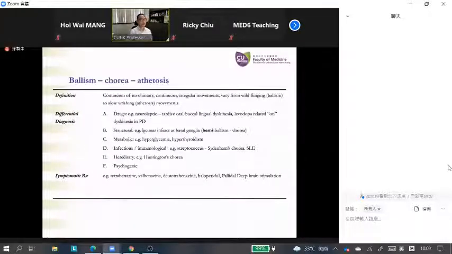Third is chorea. Ballismus is a wild flinging, while chorea is in between, it's a dancing. Athetosis is more a very proximal movement. Okay, so this is a spectrum. So the definition is a more irregular, continuous, dancing-like movement, chorea, like dancing.